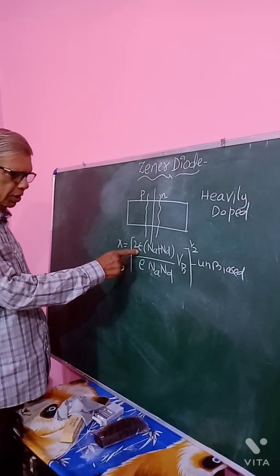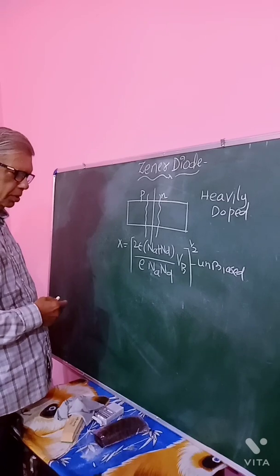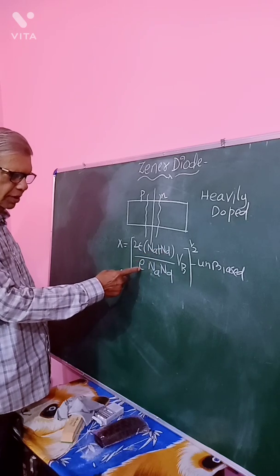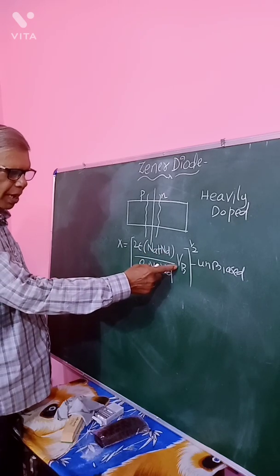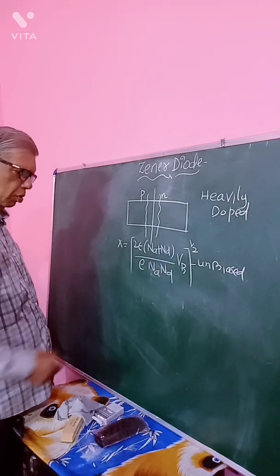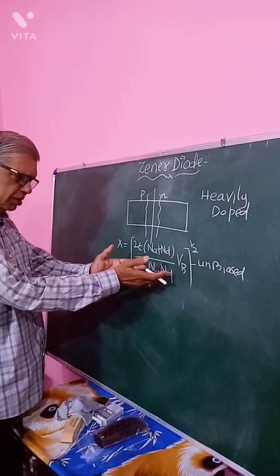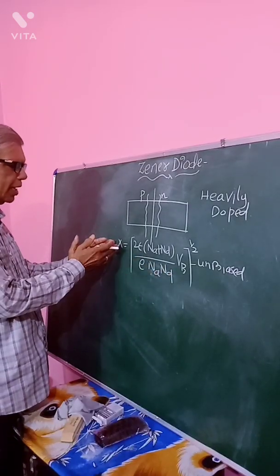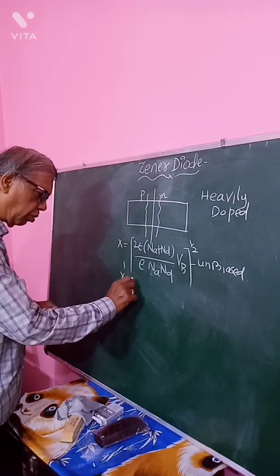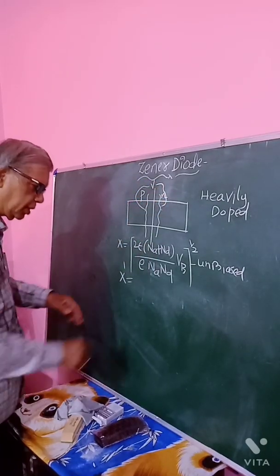Epsilon is the permittivity of either germanium or silicon out of which P and N are developed. Na is the acceptor density, Nd the donor density, e the charge of electron, Vb the barrier potential. For germanium 0.3 volt, silicon 0.7 volt. Now because Na and Nd are multiplied in the denominator, it is very large, as a result of which x becomes small.